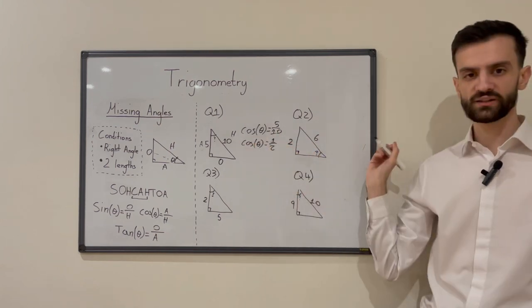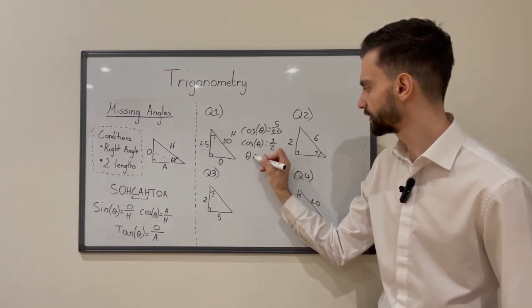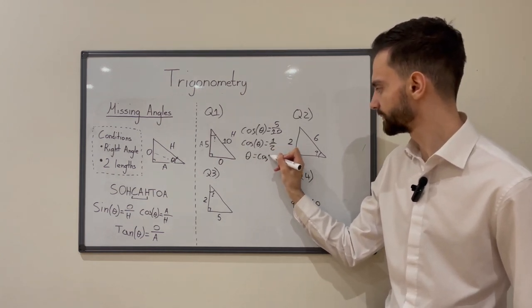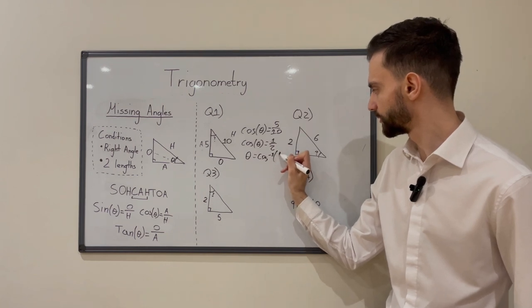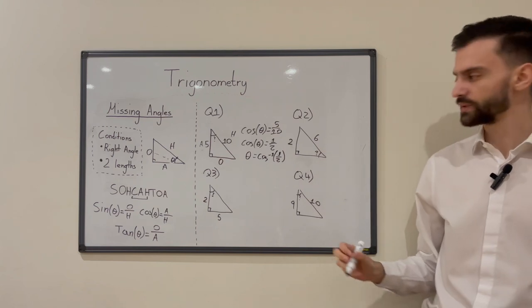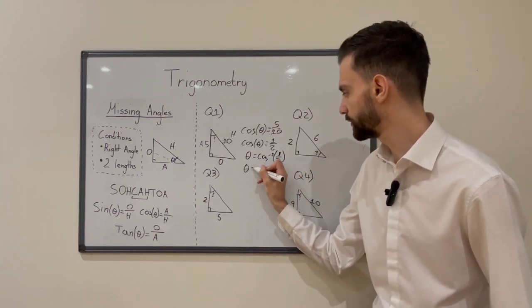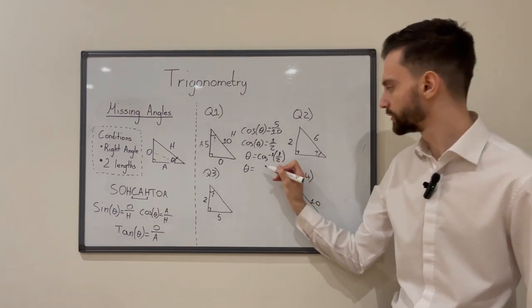To take the cos to the other side, we're going to do inverse cos. So we're left with our angle is equal to inverse cos of 1 over 2. Simplifying this in our calculator, make sure it's in degrees. We're going to have our angle is equal to 60.